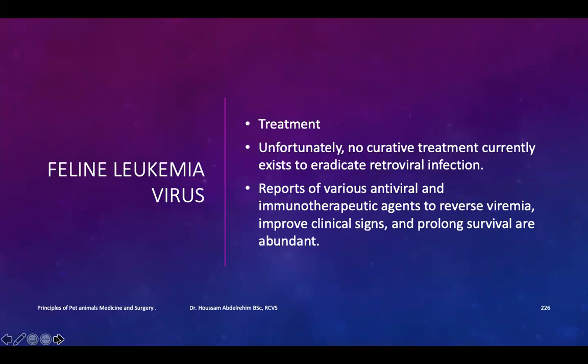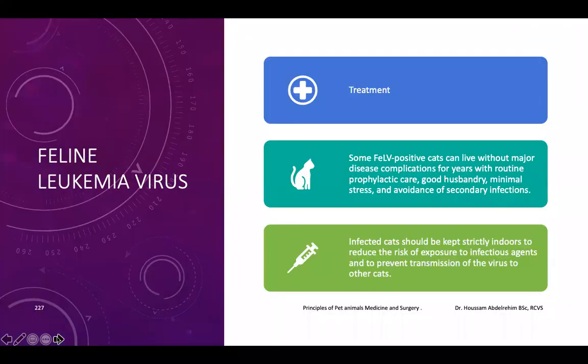Unfortunately, no curative treatment currently exists to eradicate retroviral infection. Reports of various antiviral and immunotherapeutic agents to reverse viremia, improve clinical signs, and prolong survival are abundant. Some feline leukemia virus positive cats can live without major disease complications for years with routine prophylactic care, good husbandry, minimal stress, and avoidance of secondary infection. Infected cats should be kept strictly indoors to reduce the risk of exposure to infectious agents and to prevent the transmission of the virus to other cats.